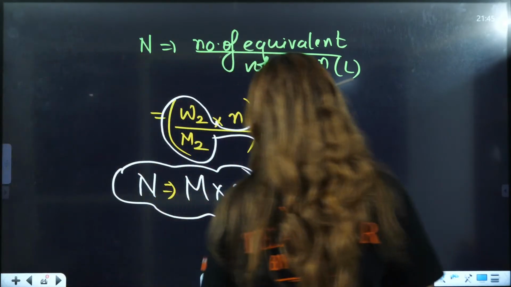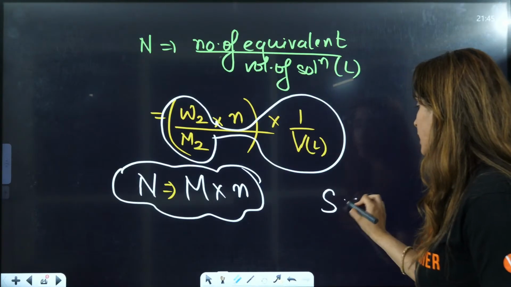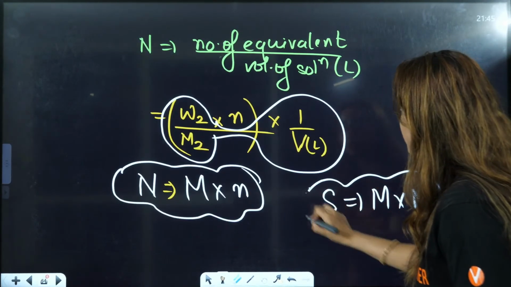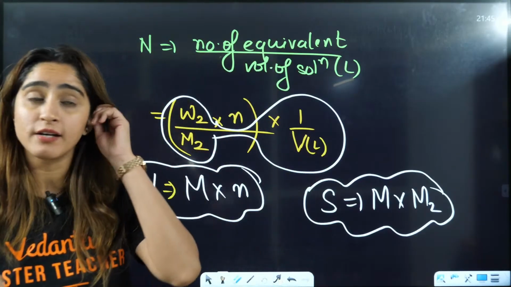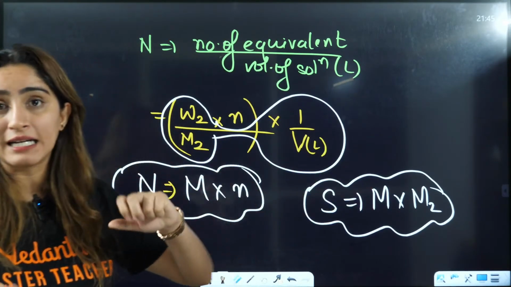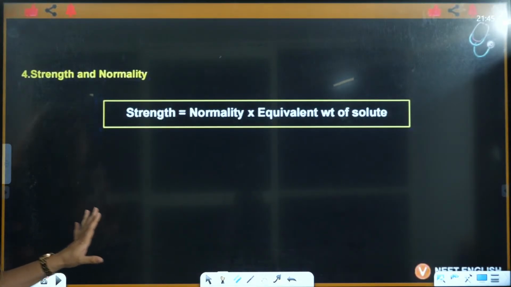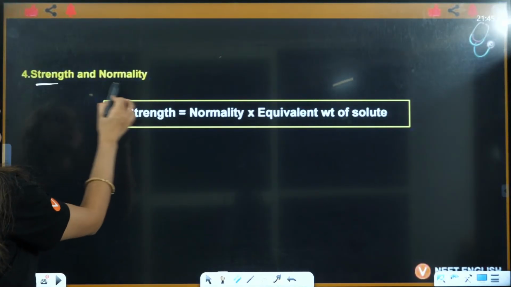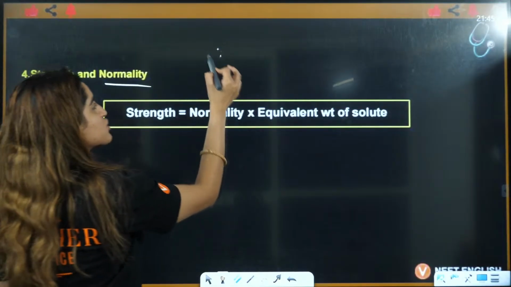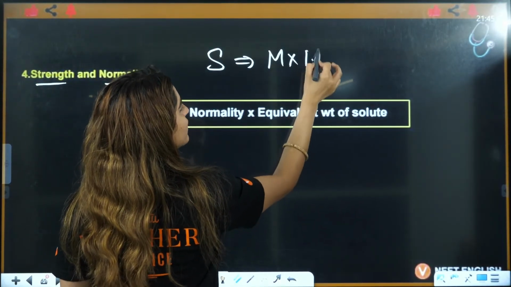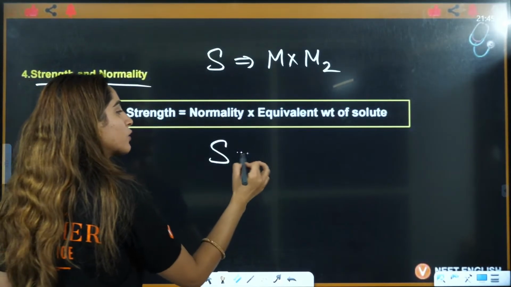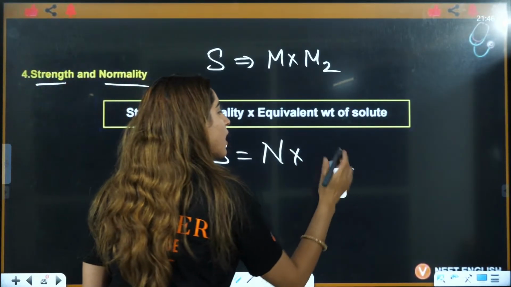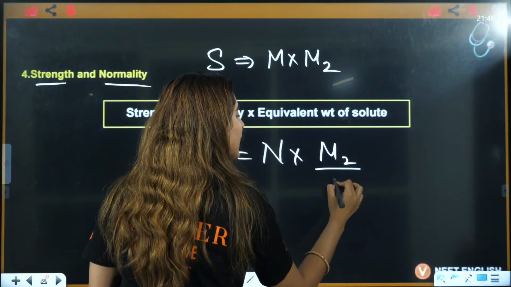Okay, understood? So now you know the relation: strength is equal to molarity multiplied by molar mass, right? These are the formulas that will directly help you, how molarity is related to normality, how strength is related to molarity. These formulas will help you in a lot of ways, right? Now, what is the relation between strength and normality directly? We know that strength is equal to molarity into molar mass, right? Similarly, strength is equal to normality into equivalent mass, that is molar mass by n factor. Why is it so?